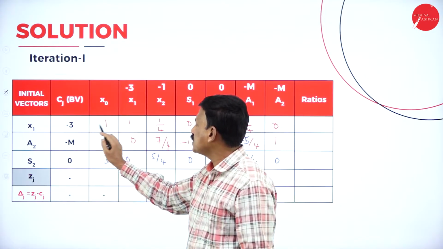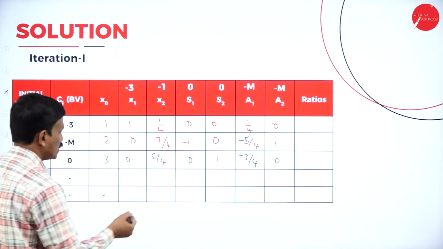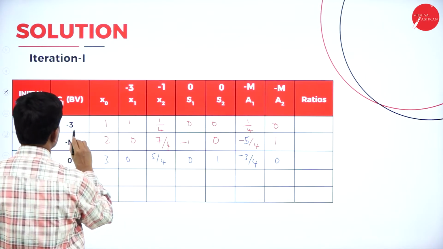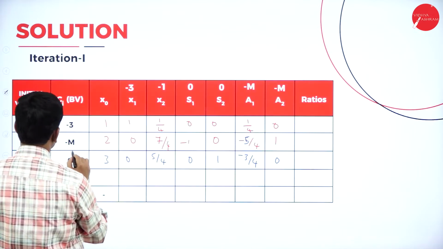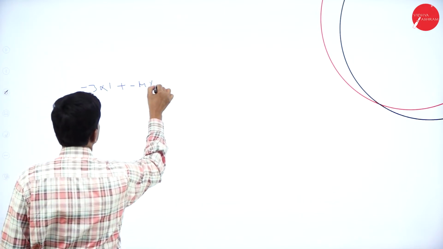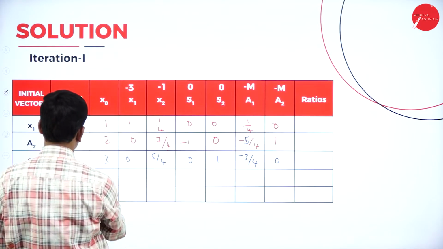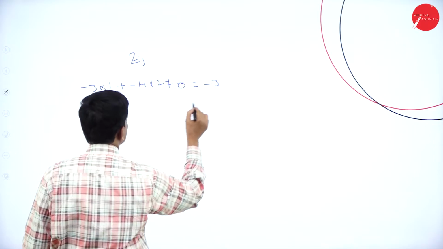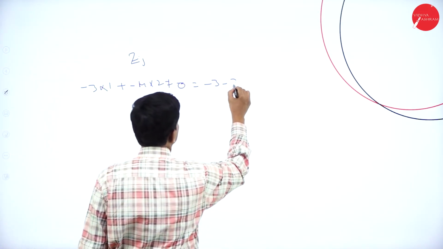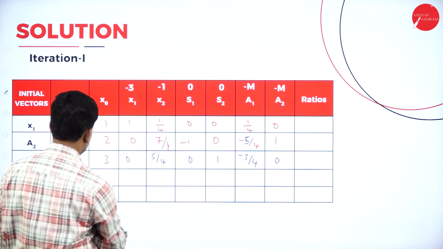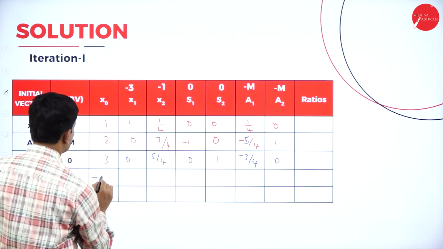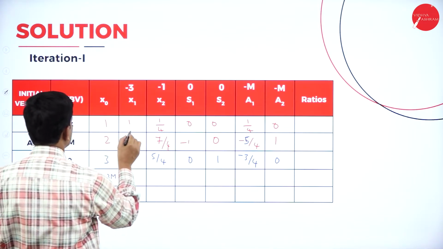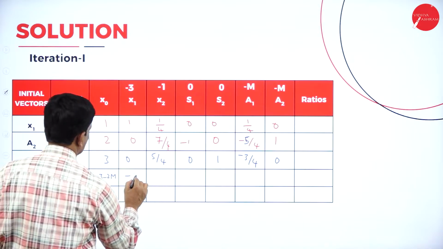Zj is equal to minus 3 into 1 is minus 3. Minus 3 into 1 plus minus M into 2, and plus 0 into 3 is 0 plus 0. This is equal to minus 3 minus 2M. So this becomes minus 3 minus 2M. Again minus 1 into 3 is minus 3 plus 0 0, it is minus 3.